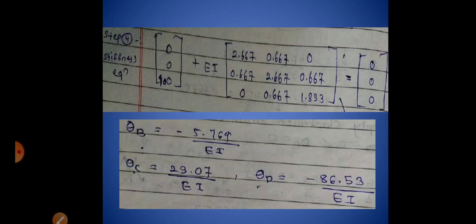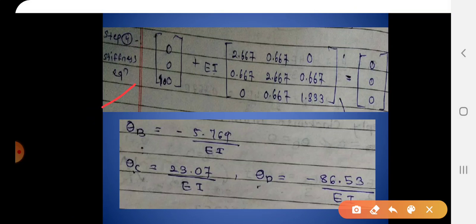In this way we have derived the stiffness matrix, all 9 elements of the stiffness matrix, as you can see here. Now go to step 4, to use the stiffness equation: P plus S delta is equal to PD. PD is 0, as there is no sinking and no rotation of support. So write all the respective values: the P matrix, the S matrix, and the theta matrix, the unknown matrix, and 0.